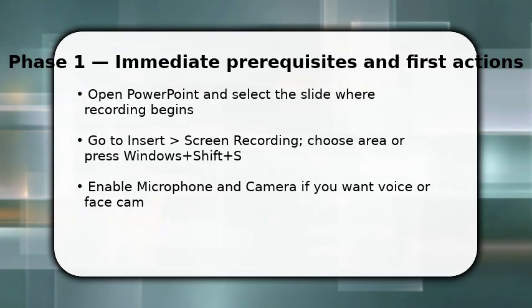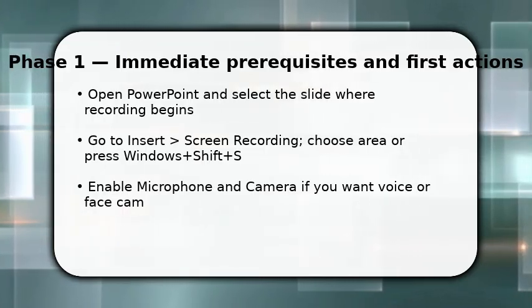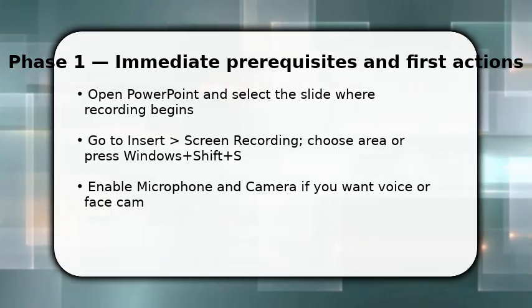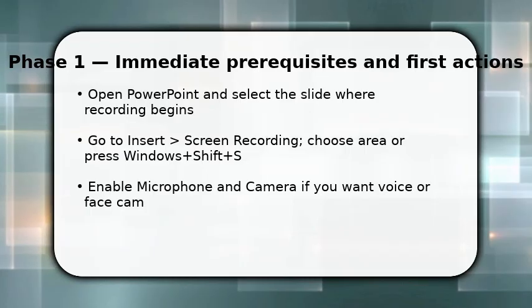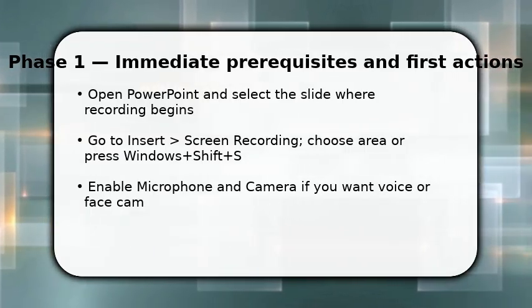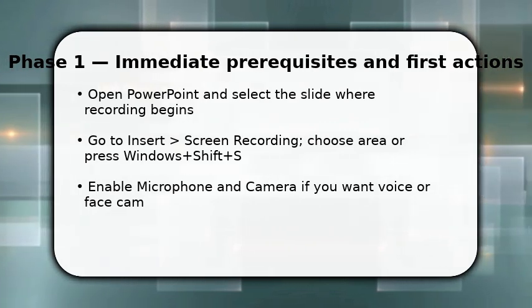Turn on microphone so your narration is recorded, and enable camera if you want a picture-in-picture face cam. Once done, check system audio if you need desktop sounds. Make sure microphone levels are reasonable so your voice isn't clipping or too quiet. Record a quick 3-5 second test to confirm levels and framing before the full take.